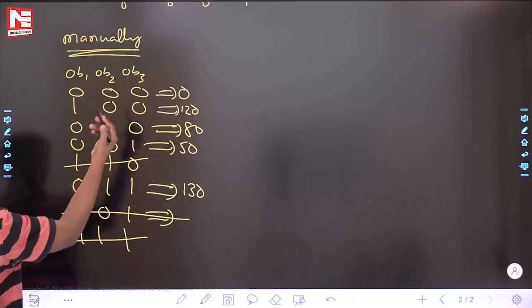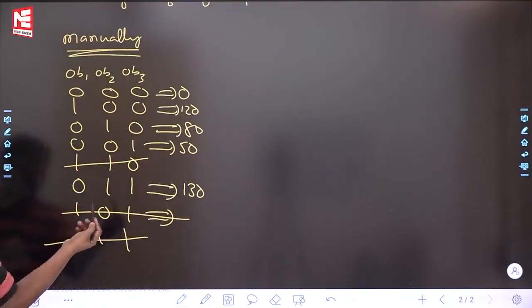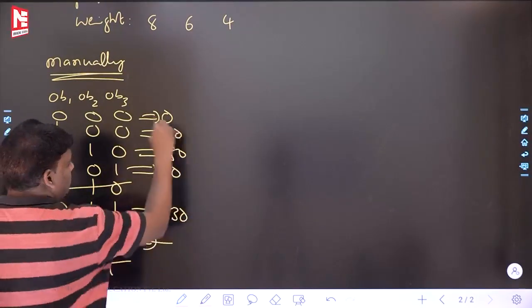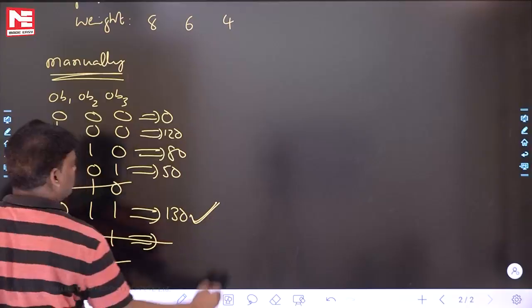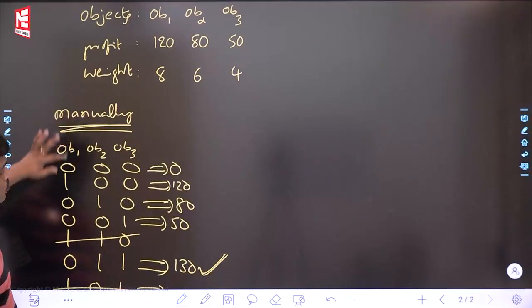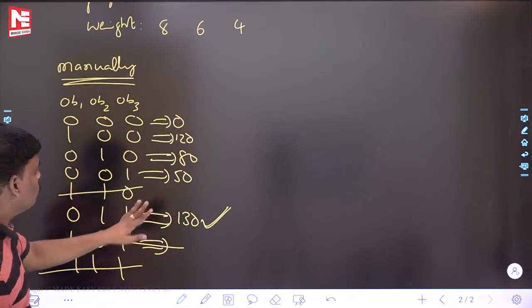All zeros. I think totally 8 possibilities. Right? So 000 to 111, 8 possibilities. Out of these 8 possibilities, who are feasible? These. The best one is this one. It is the actual answer to this problem, take or don't take. The optimal answer is going to be this one: 0, 1, 1, profit is 130.